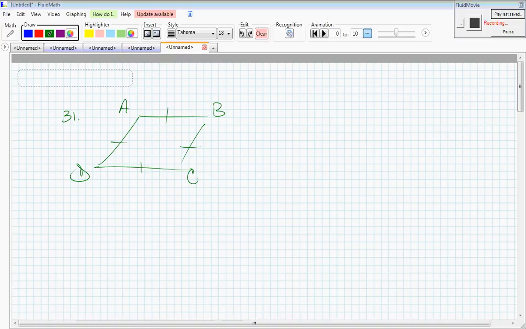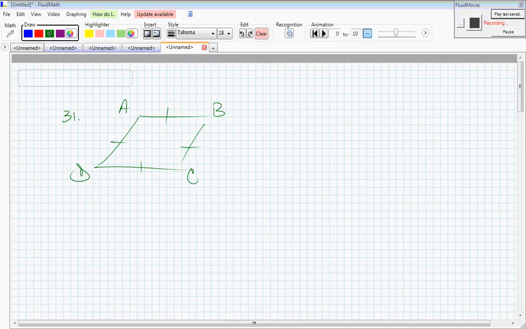Okay, for question 31, the directions say for any rhombus ABCD, I've sketched out a basic rhombus here. They did give us those vertices as are given in consecutive order. I started in the top left corner and I went clockwise. You can start anywhere and go either clockwise or counterclockwise, but you have to go in consecutive order.